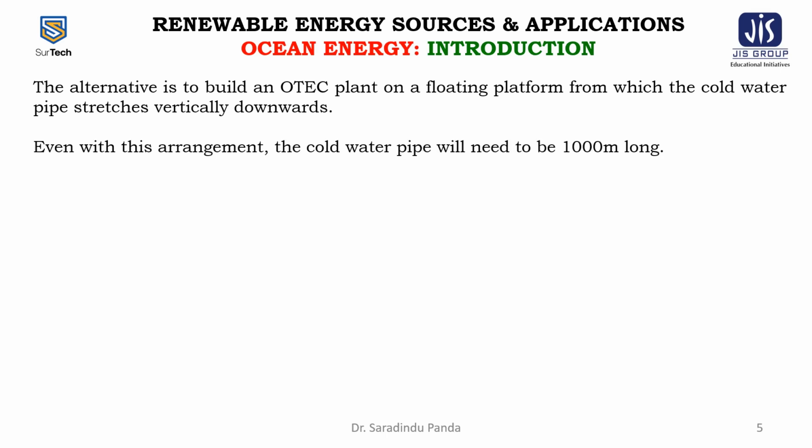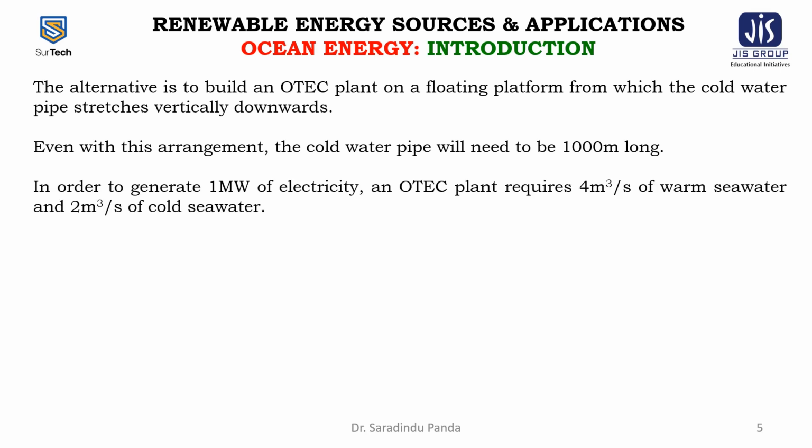Even with this arrangement, the cold water pipe will need to be 1000 meters long. In order to generate 1 megawatt of electricity, an OTEC plant requires 4 cubic meters per second of warm seawater and 2 cubic meters per second of cold seawater.